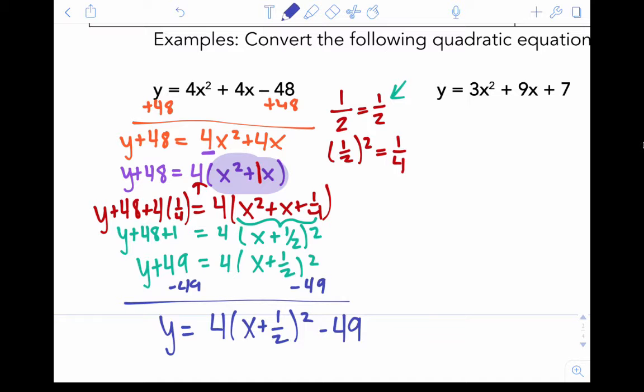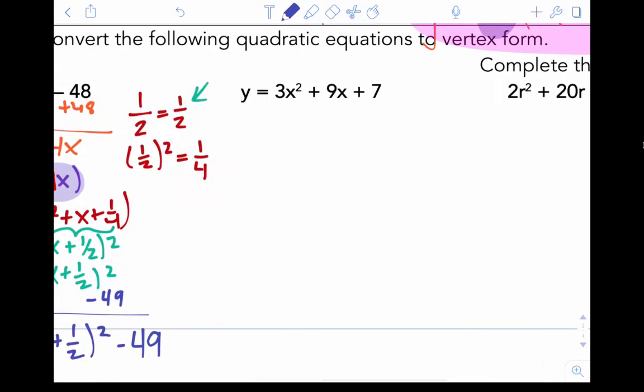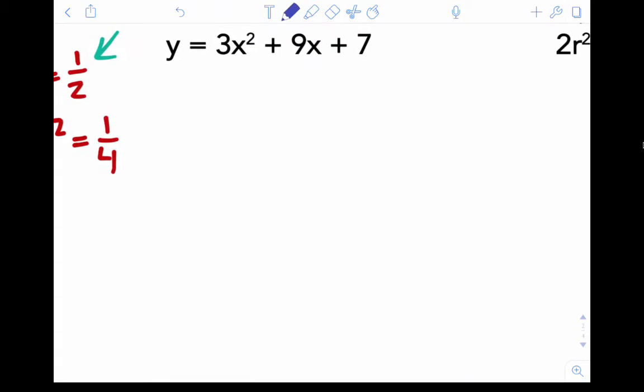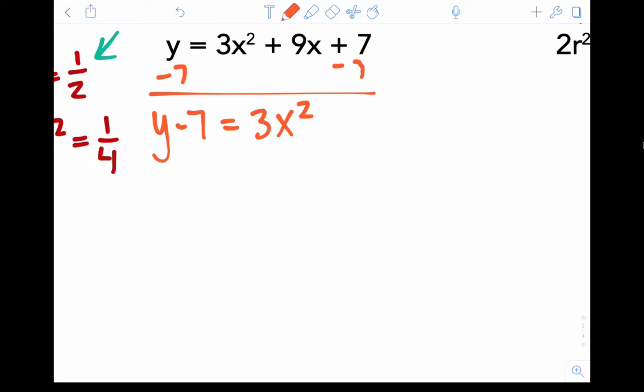All right, go ahead. If you are ready, pause the video again and work through this next problem. So my first step, of course, once again, is to subtract 7 from both sides. So I have y minus 7 is equal to 3x squared plus 9x.